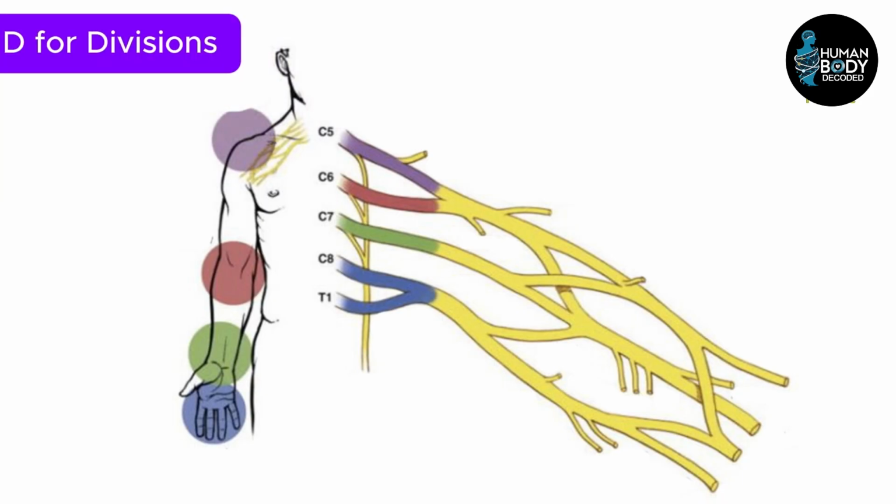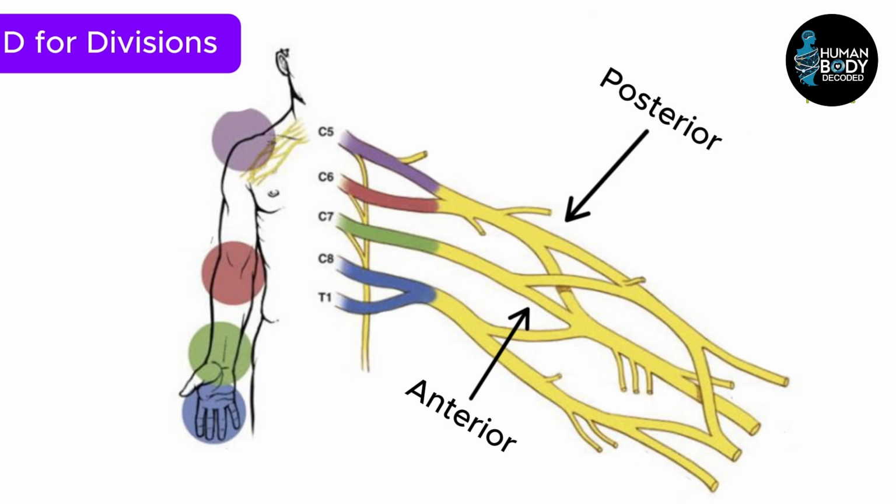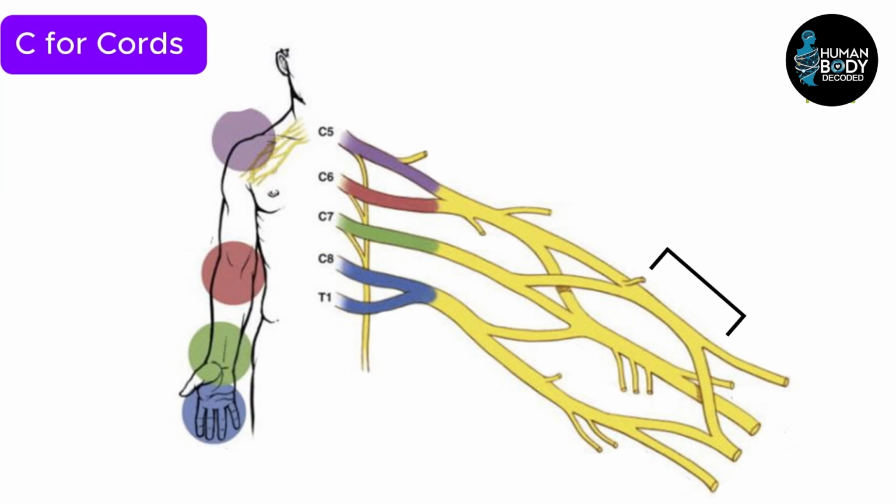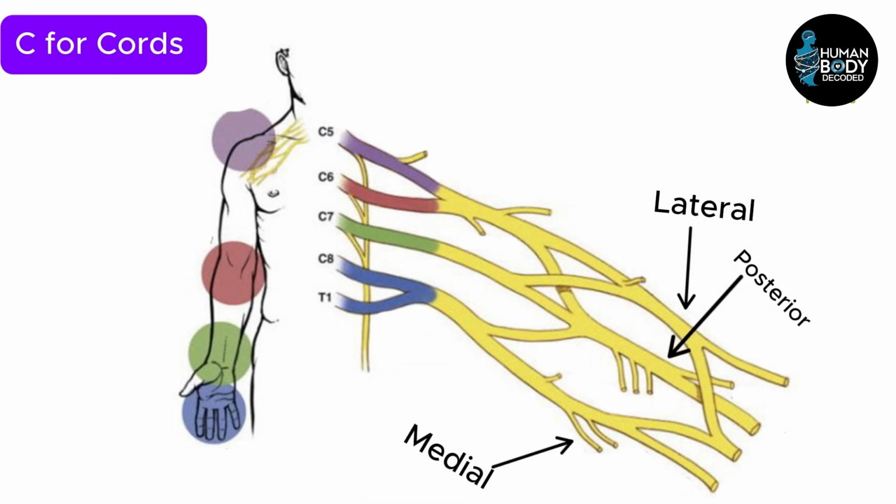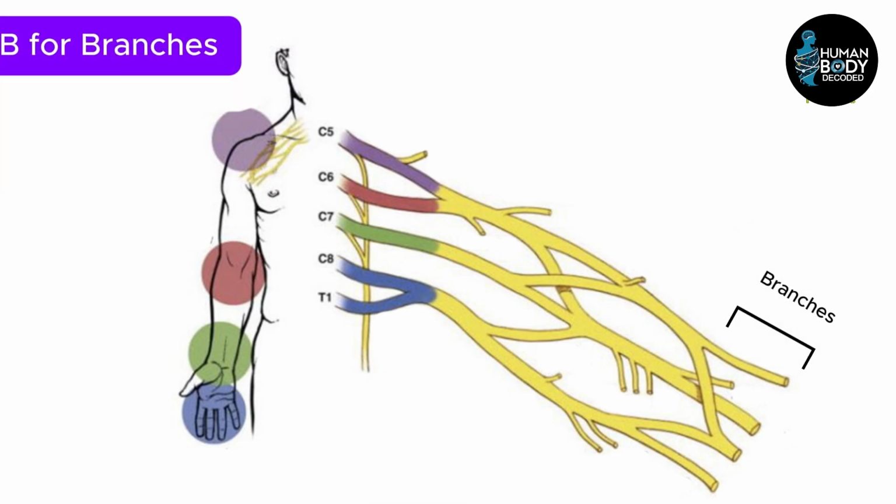Have you ever stared at the brachial plexus diagram and thought, "Five roots, three trunks, six divisions, three cords, and multiple branches"? It's like trying to untangle a massive ball of wires.